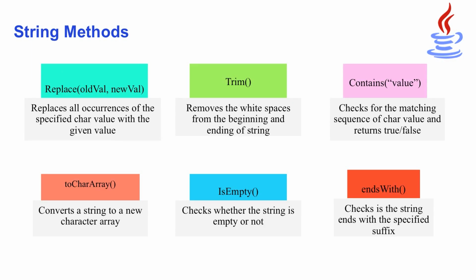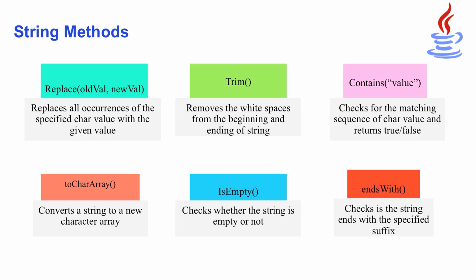The next method is the replace method. The replace method is responsible for replacing all the occurrences of the specified character values with the given values. The next one is the trim method, which removes the white spaces from the beginning and ending of a string. The next is the contains method, which checks for the matching sequence of character values and returns true or false.